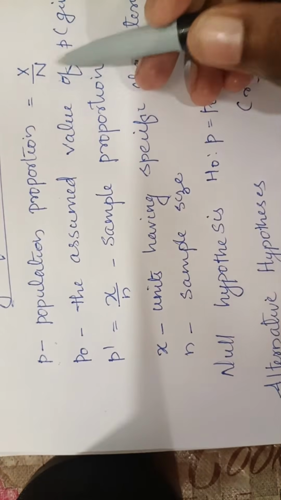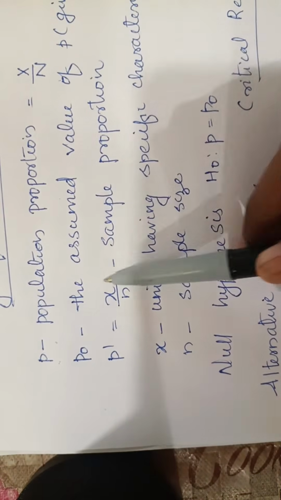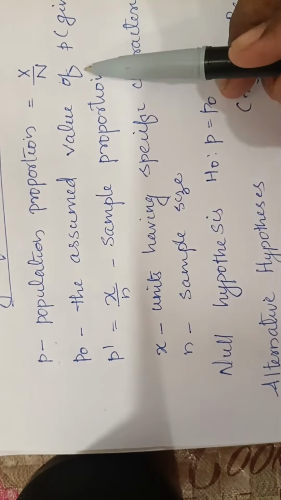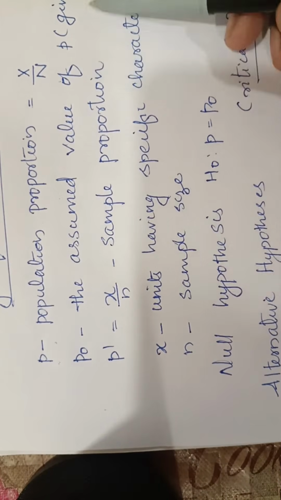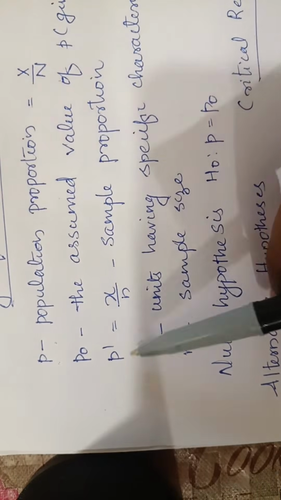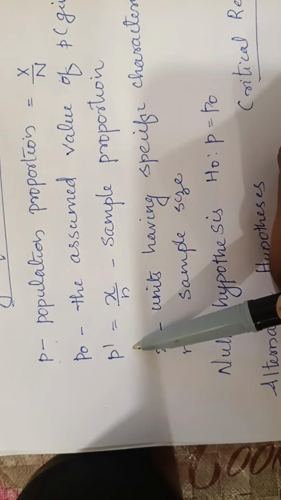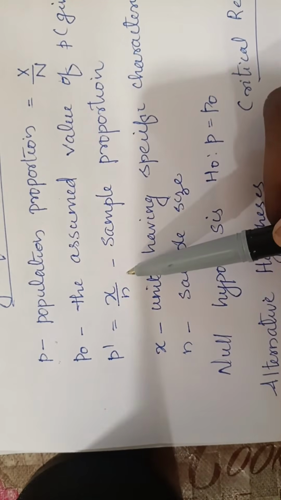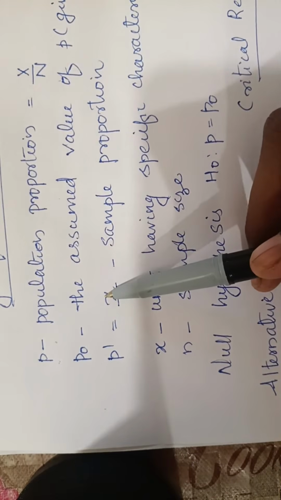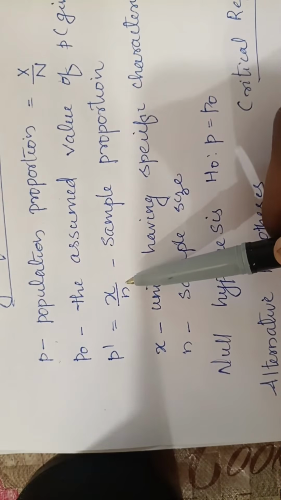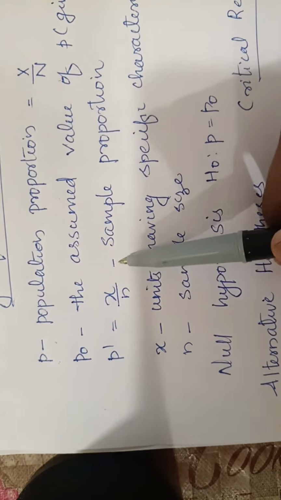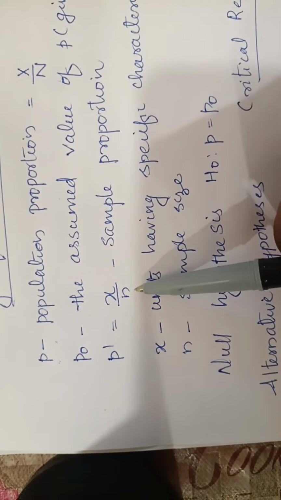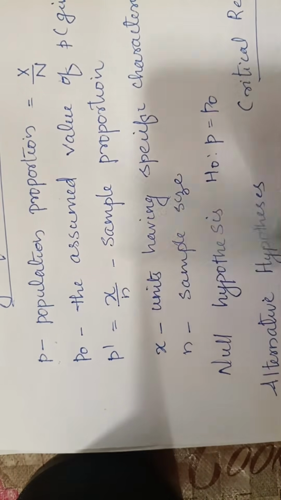So P is the population proportion, which is equal to capital X by N, and P naught is the assumed value of population proportion in the problem. This will be given in the problem. And P dash is the sample proportion, which will be small x by n, where n is our sample size and x is the number of units having this specific characteristic in the sample.